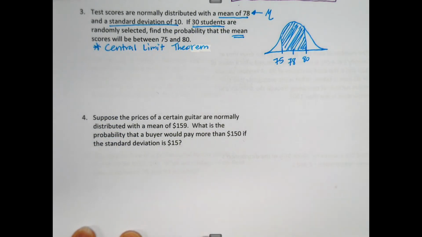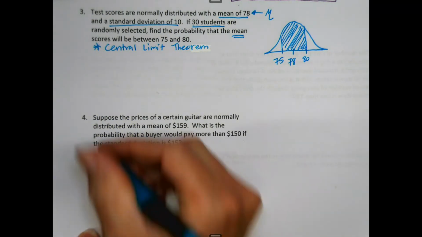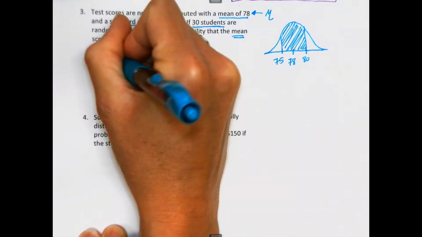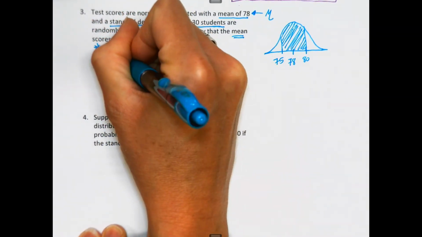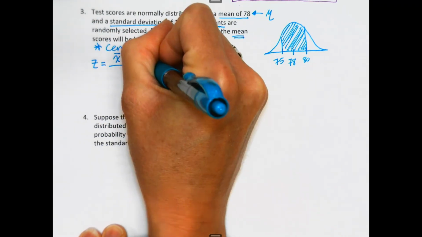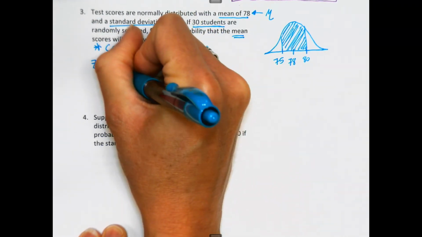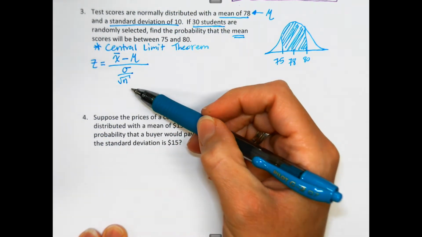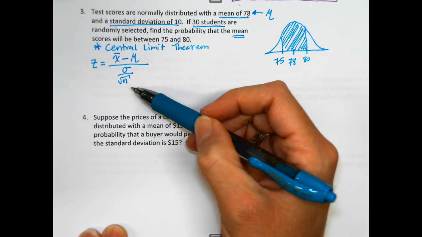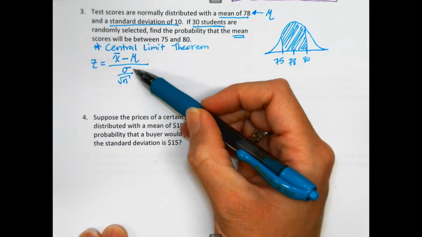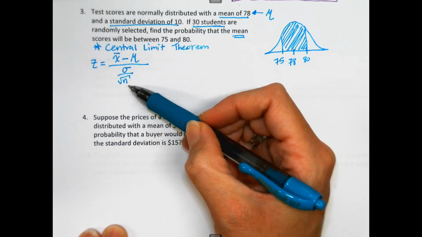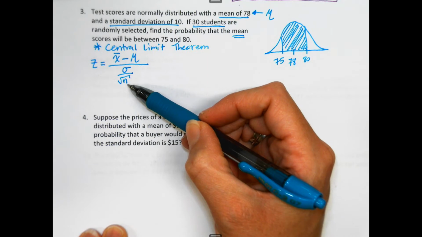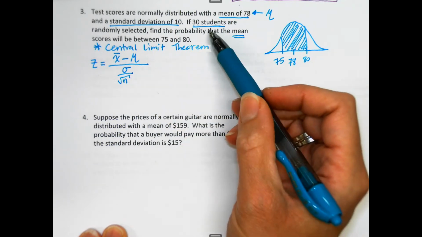We need to calculate our z so that we can use our standard normal probability table. Since we're using the central limit theorem, our z value is going to be the mean of our sample minus the mean of our population divided by the standard deviation of the population over the square root of n. This standard deviation divided by the square root of n is known as the standard error of the mean, and it allows us to adjust our standard deviation to make it more applicable for our samples.